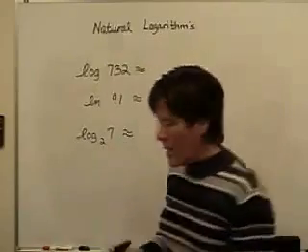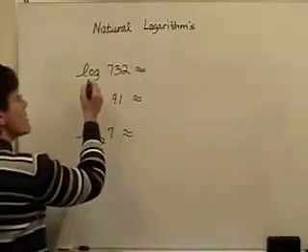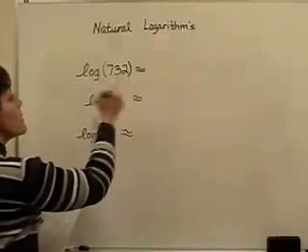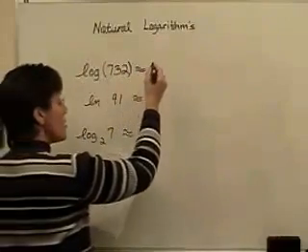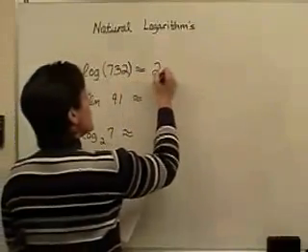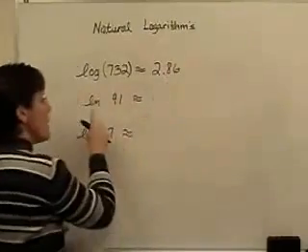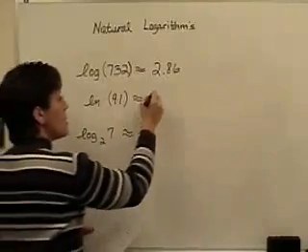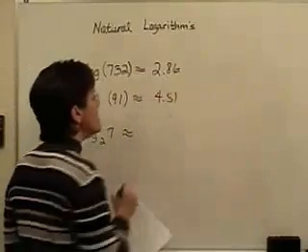So we're going to talk about that now, but just to keep you practicing this, the log of 732 should be between 2 and 3 because the log of 100 is 2, the log of 1,000 is 3, and that turns out to be 2.86. If you hit the ln key to find the natural log of 91, you should get 4.51.